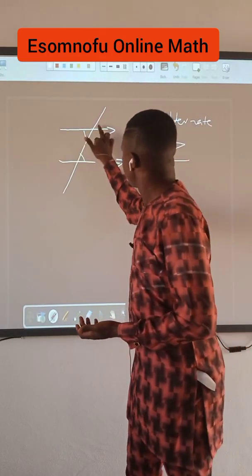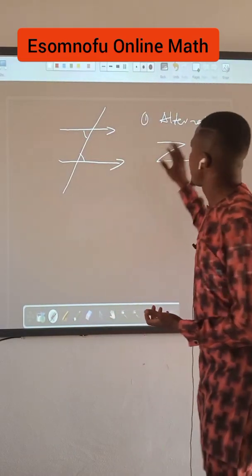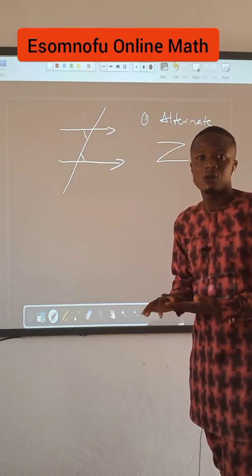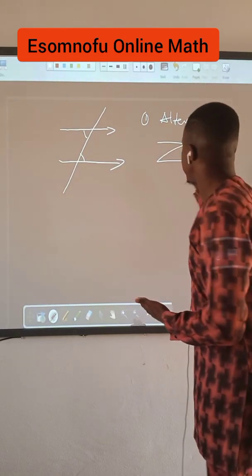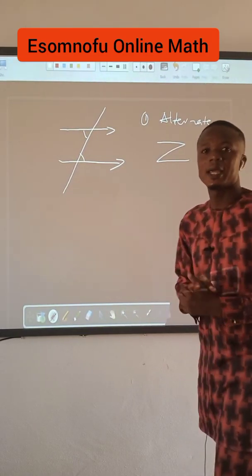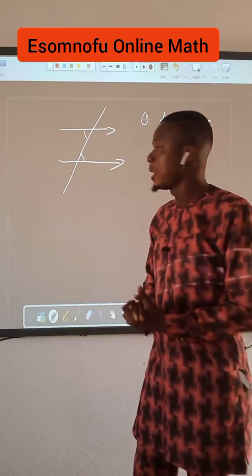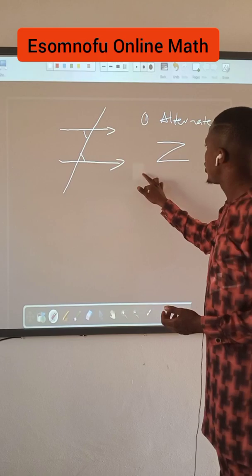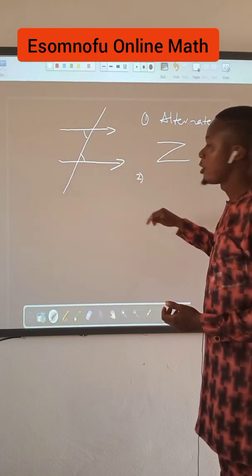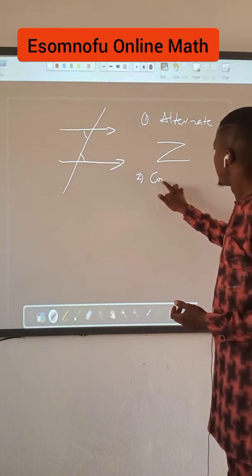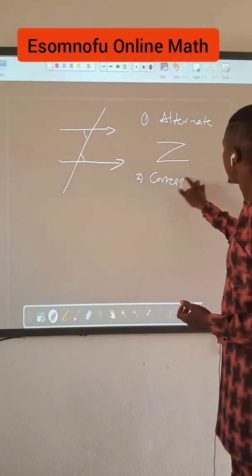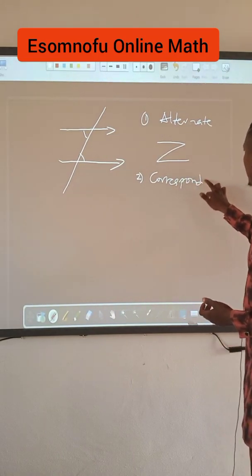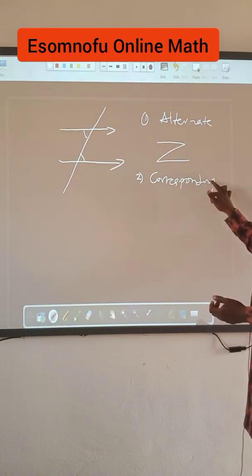As you can see, this looks like a Z. So the Z angle is the alternate angles because they look like Z. And alternate angles are equal to each other. Then again, apart from the alternate angle, we have the angle we call the corresponding angles.